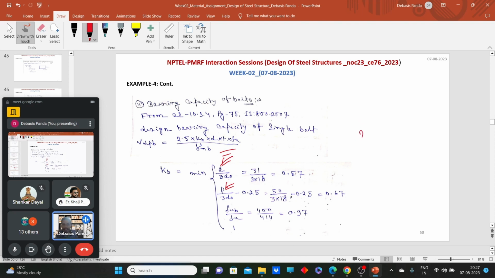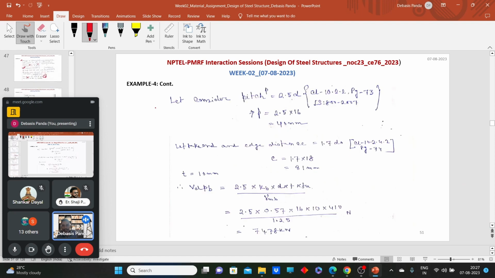So what is the minimum pitch distance? 2.5. What is the minimum edge and end distance for hand and flame cut? 1.7 d naught and 1.5 d naught. So here for this calculation of KB, we have assumed the value. That clause says the minimum pitch distance would be 2.5 d0. So here I have considered 40 mm. Now end distance. Here I have considered the critical condition 1.7 d naught. If someone says that we will consider machine cut or factory cut sections, then you can go for 1.5 d naught also. So 31. Now we can calculate the bearing capacity.